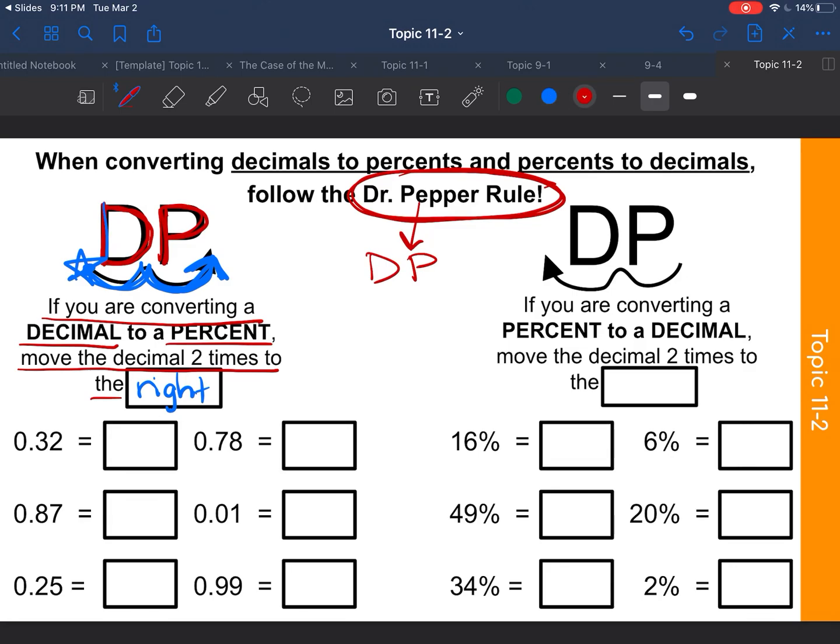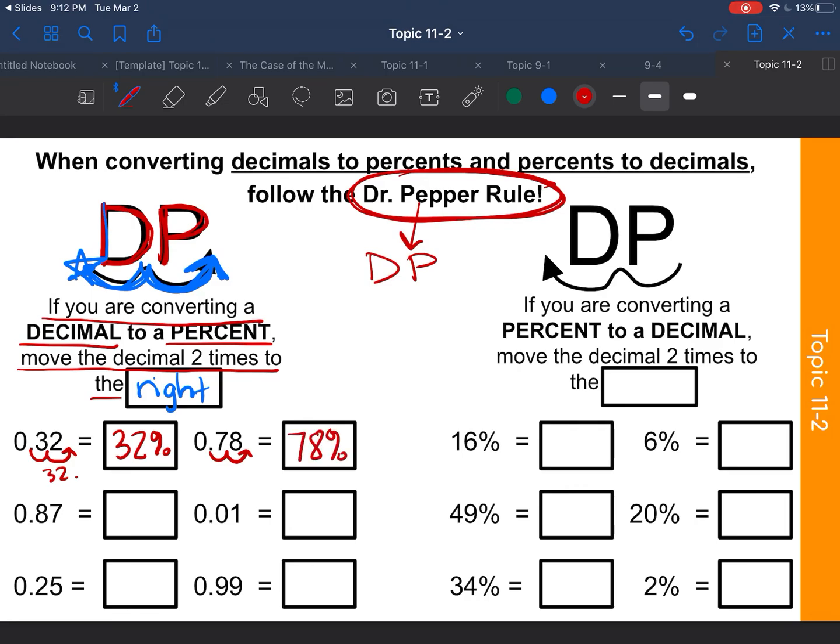So let's look at a few examples. 32/100ths, move it once, twice to the right. Okay, your answer is 32%. Because the decimal will just be right at the very end, which is just a whole number. The next one, same thing. Move it twice to the right. Okay, it will be 78%.